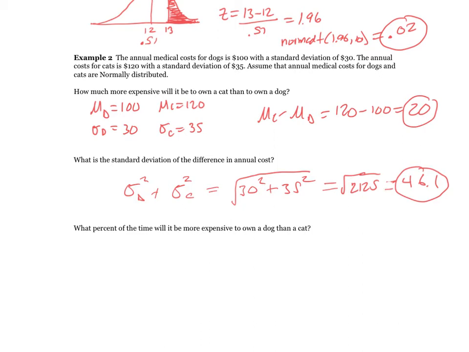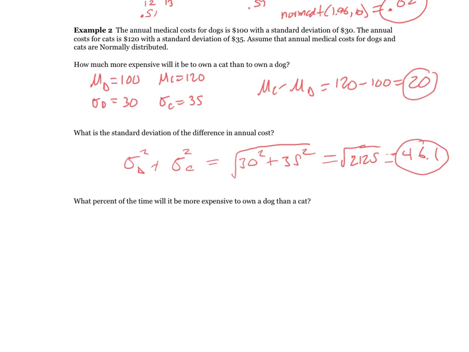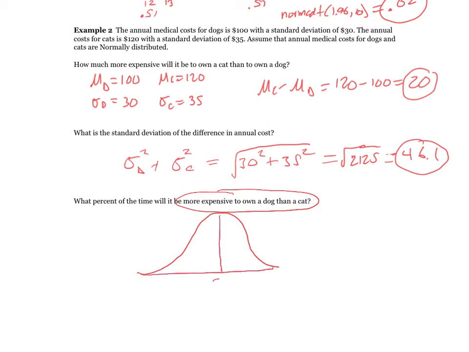Now, my next question. What percent of the time will it be more expensive to own a dog than a cat? Well, these are kind of interesting. When I want to know when it'll be more expensive to own a dog than a cat, I'm going to make a distribution of their difference in cost. And the difference in cost is $20 with a standard deviation of 46.1. That means that 20 stands for the cat costs $20 more.